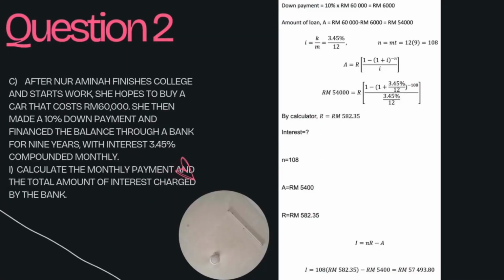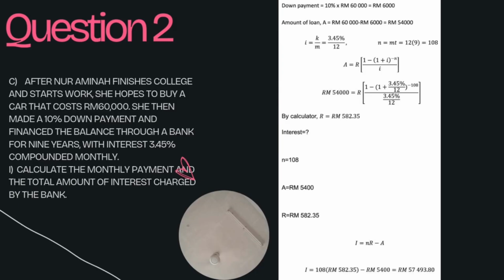So for the first question, in C, we have to calculate the monthly payment and the total amount of interest charged by the bank. For the down payment, we multiply 60,000 with 10%, which equals 6,000. And then we find the amount of loan, which is 60,000 minus 6,000 equals 54,000. Then we use A equals R, 1 minus (1 plus i) to the power negative n over i. And then we substitute the information that we had, which then gives 582 ringgit and 35 cents.